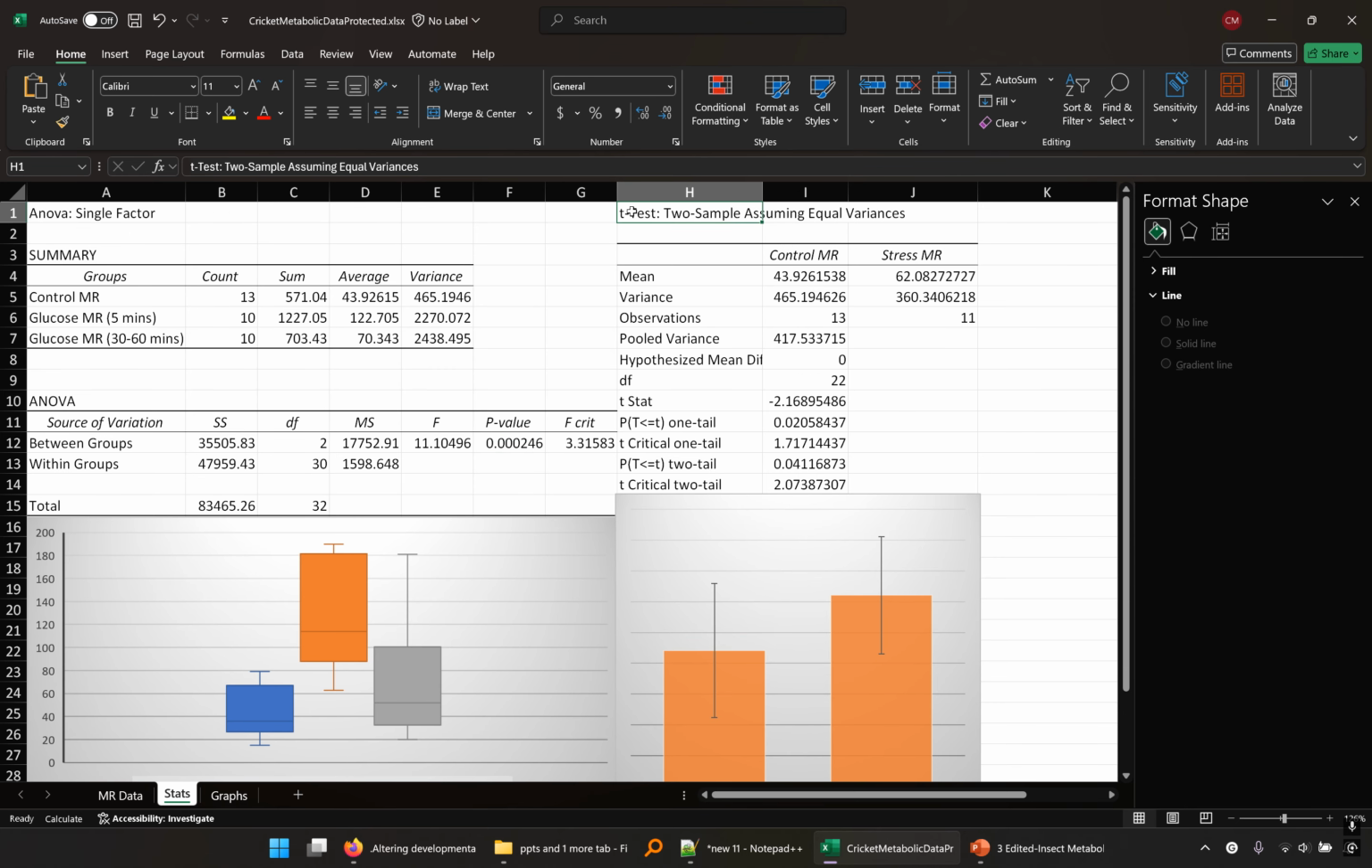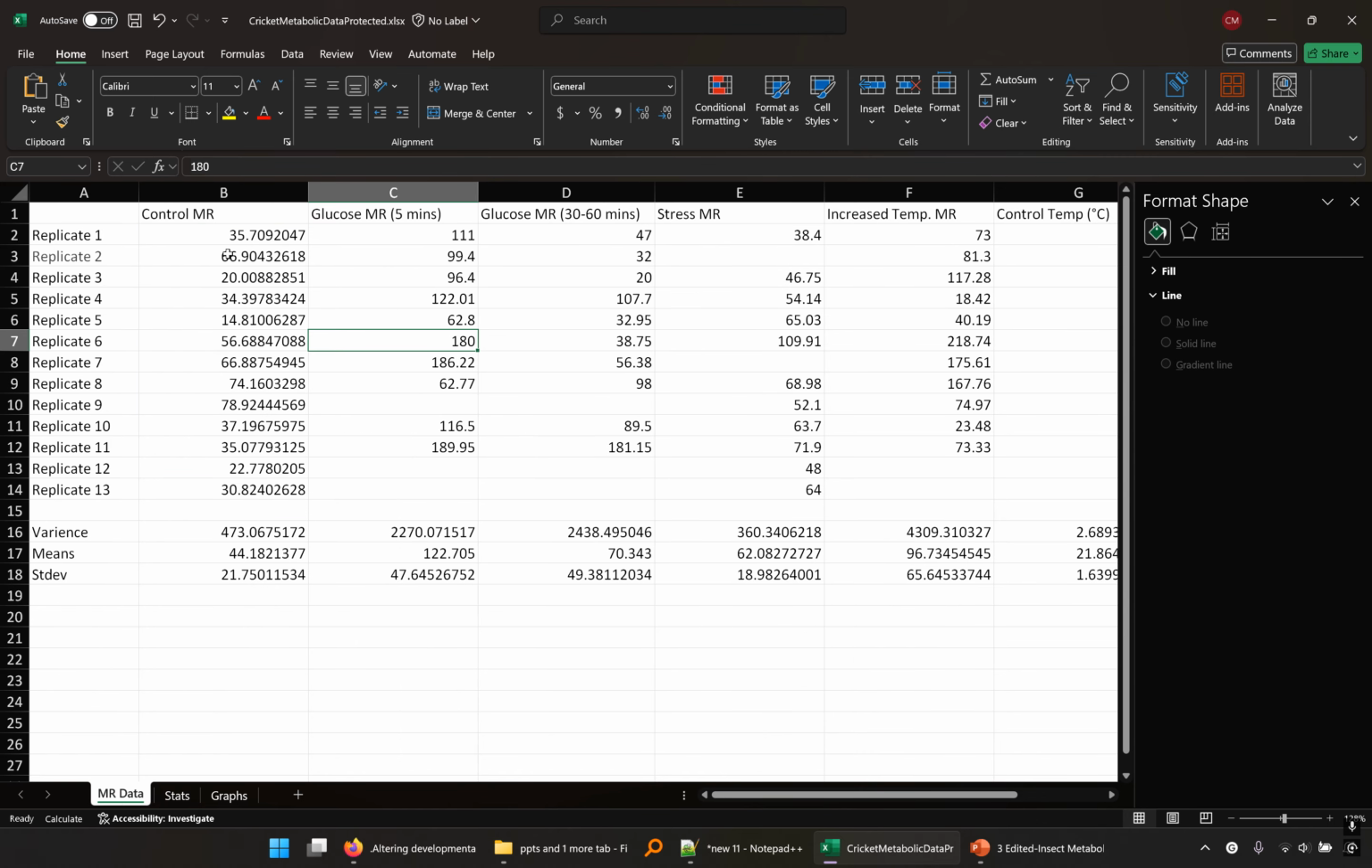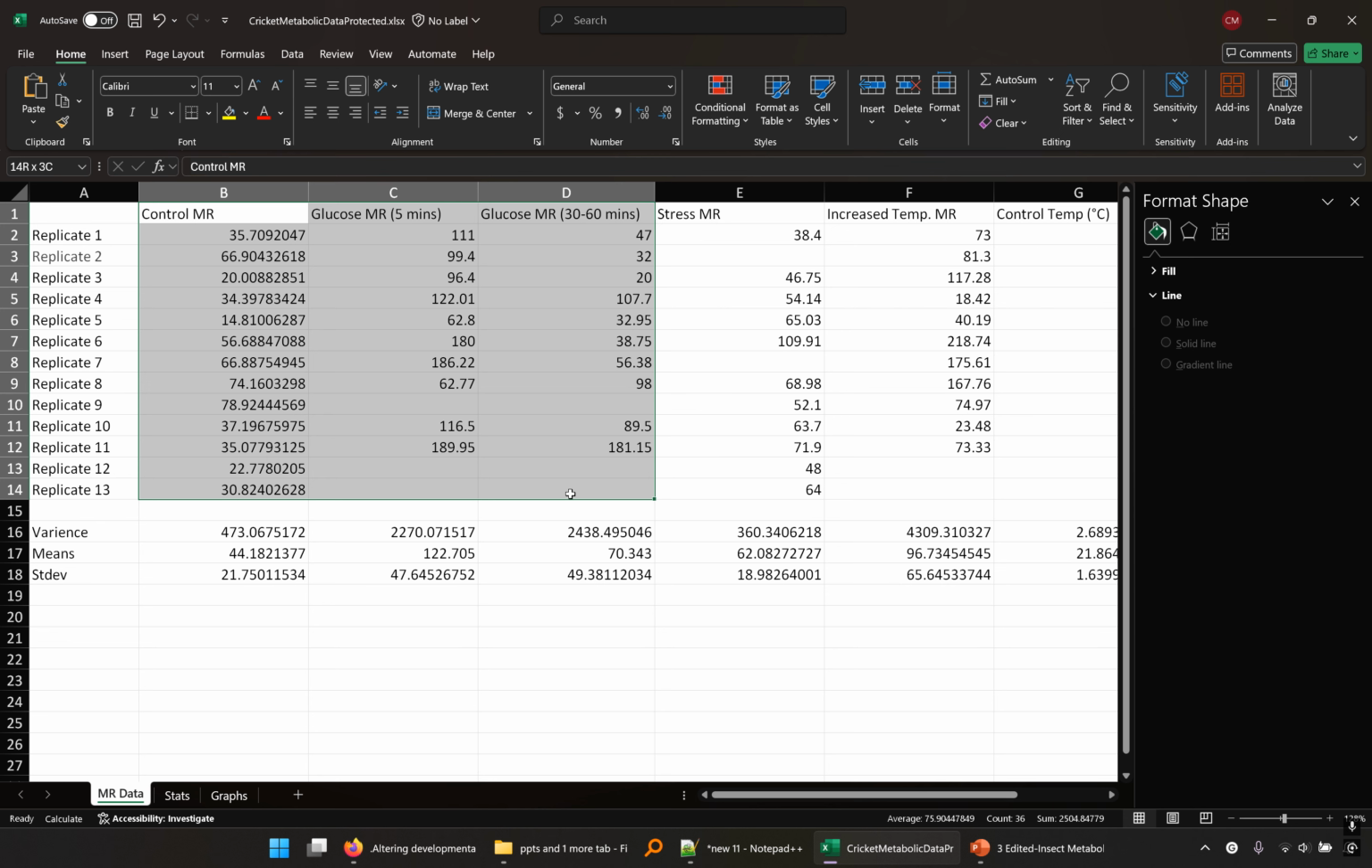And then your t-test, and how to perform your ANOVAs. You do not want to select your entire data set. You just want to select which values you're actually looking at in your experiment. So control versus glucose, so this is 3 different values, so you can't perform a t-test on it.